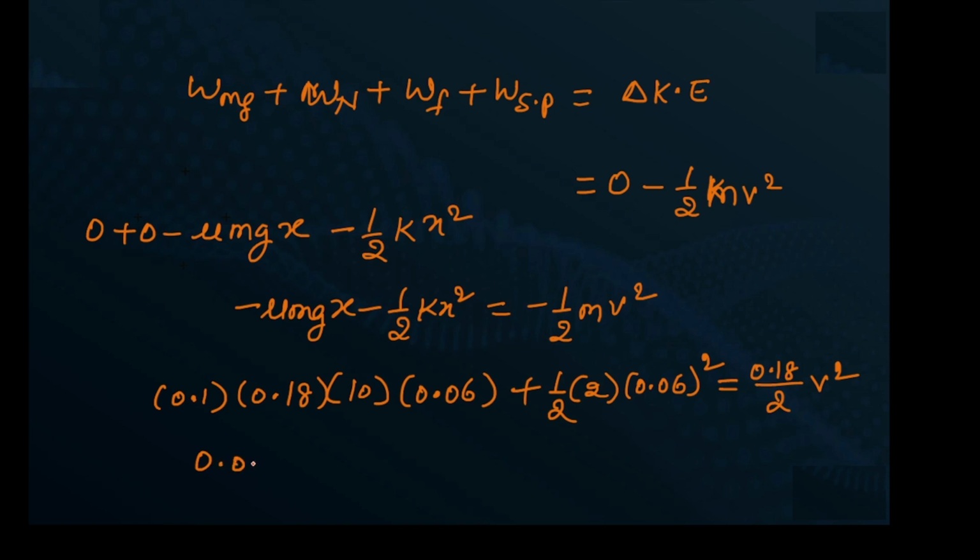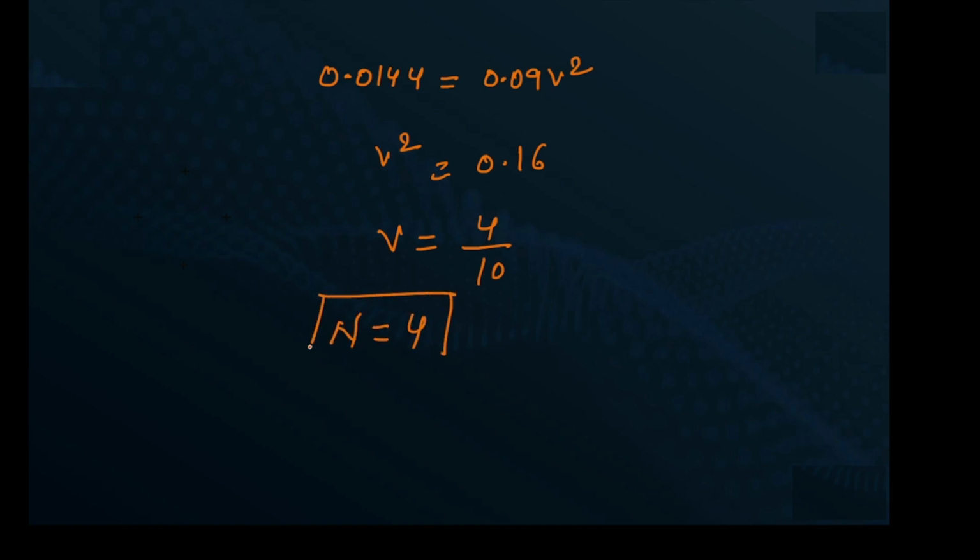So we will get 0.0108 plus 0.0036 equal to 0.09 v square. And now we can solve it. The left side will become 0.0144 and the right side will be 0.09 v square, and on dividing this we will get 0.16. That means the value of v will be 4 by 10 and value of N is equal to 4. So this is the answer.